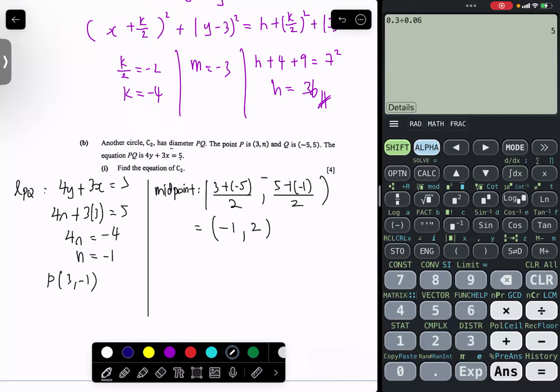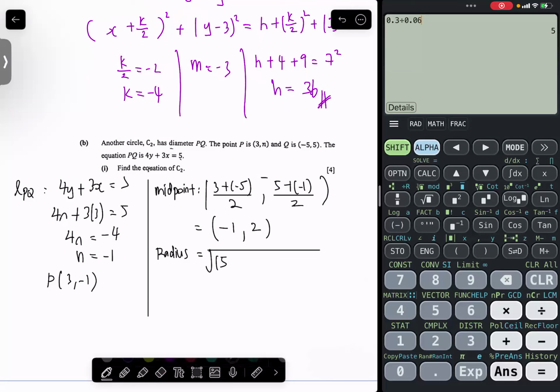Then we can also find the radius, equal to the square root of (5 + 1)² + (5 − 2)². Wait, sorry, y1 minus y2. So it's (5 − 2)² plus (−5 − 3)².